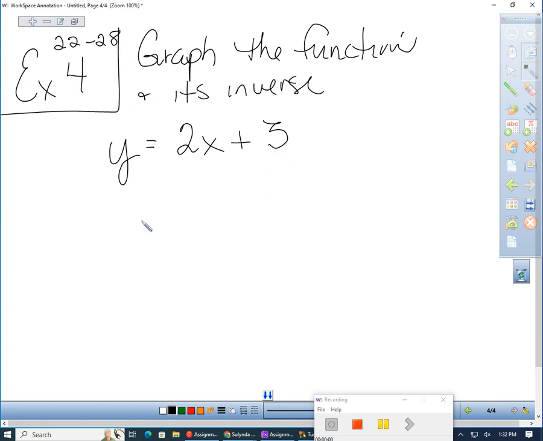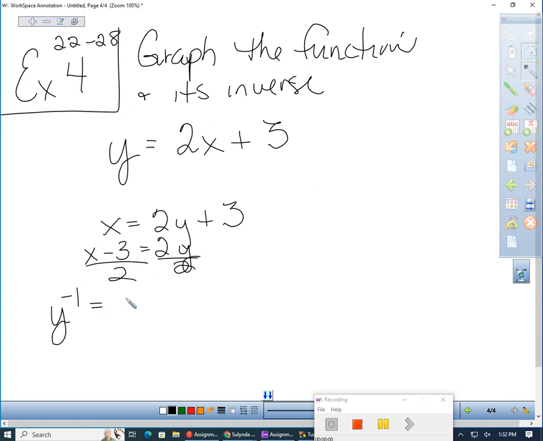All right, so to find my inverse, I first switch x and y around. So I have x equals 2y plus 3. Now I solve for y. I subtract 3 over and divide by 2. So y inverse equals, I'm going to write it as 1 over 2x minus 3 over 2. Right? That's the same thing? Okay. So I'm going to come over here and I have to graph both of them.